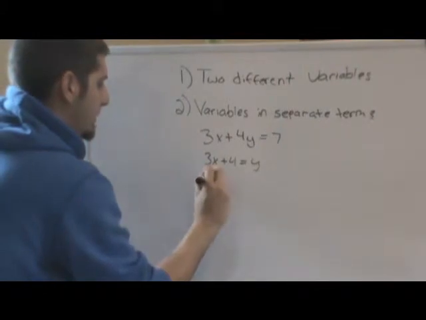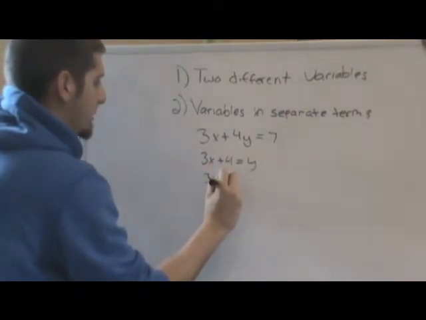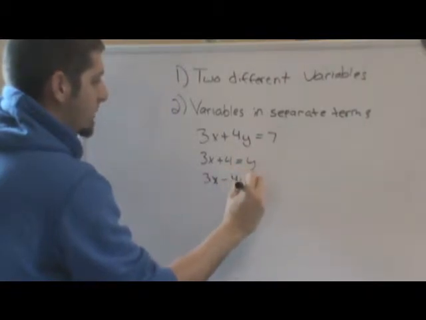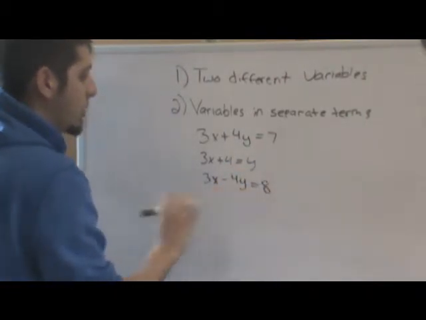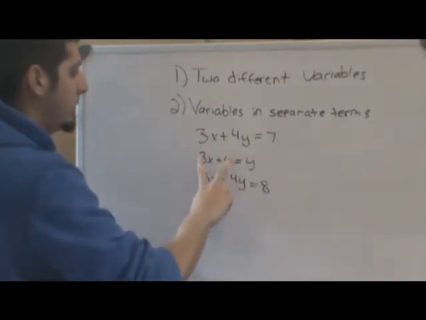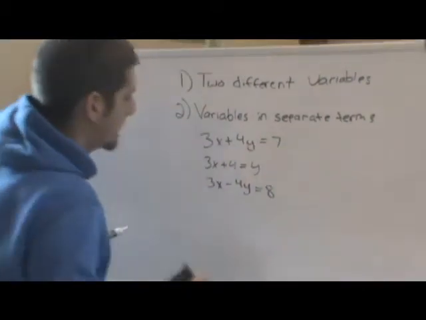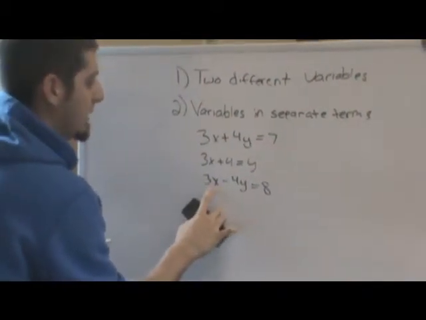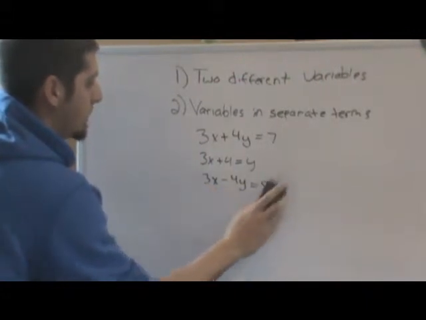You might see 3x minus 4y equals 8. Again, there's a subtraction sign between them. So there's something between them, and that's what puts them in separate terms. There's nothing between the 3 and the x, so the 3 and the x are in the same term.